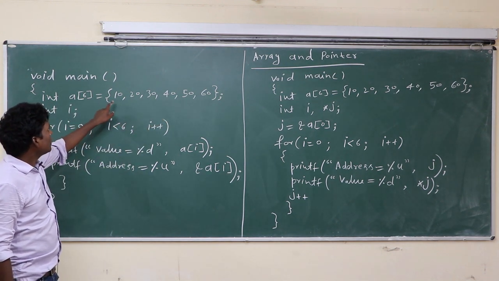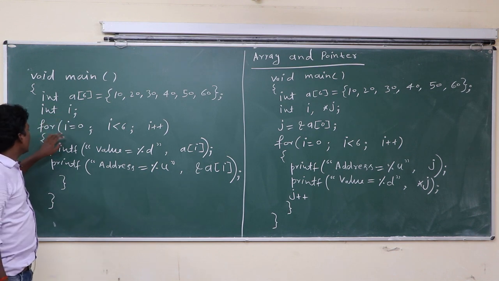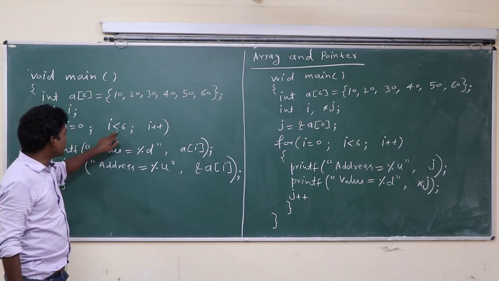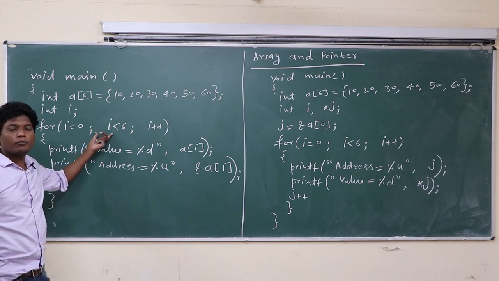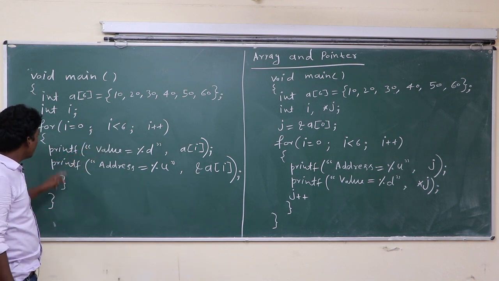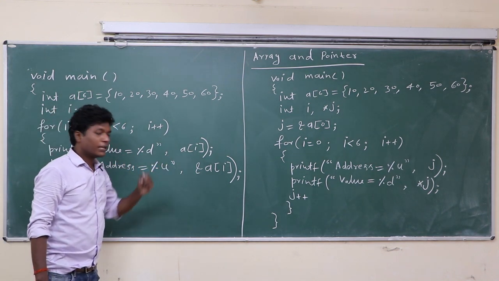Okay. Here int i is a variable which is used in the for loop, so that's why we have declared it first. i equal to 0, i is less than 6, i plus plus. This loop executes 6 times, from 0 to 5. Okay. printf value equal to %d, a of i.